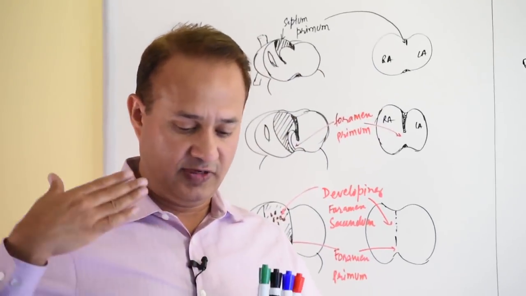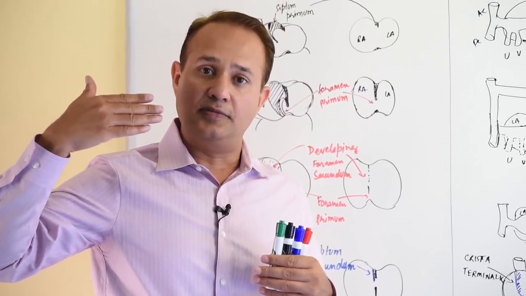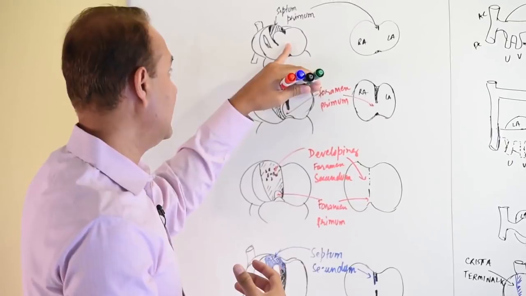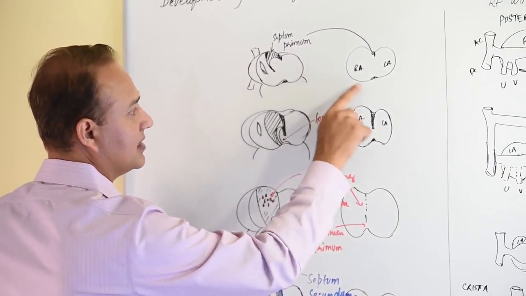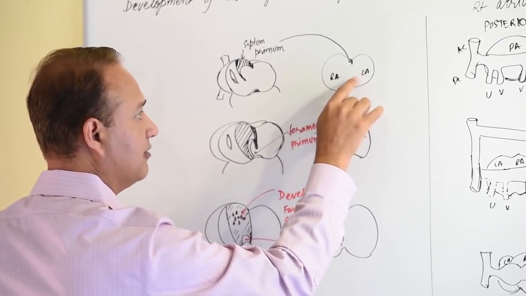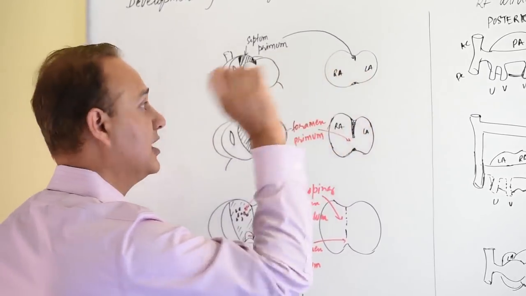So if this was the heart tube, we have taken a coronal section and we are looking from the front. So this is the opened up right atrium. Here is a line diagram of the atrium as well. So this would be the right side, this would be the left side. In future, this will become left atrium, this will become right atrium.